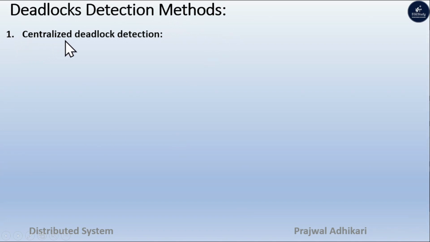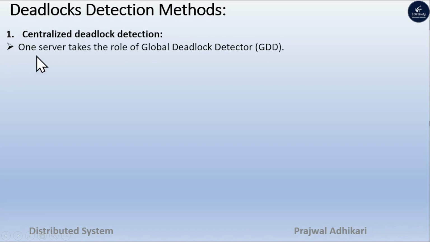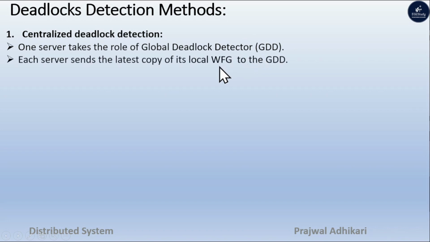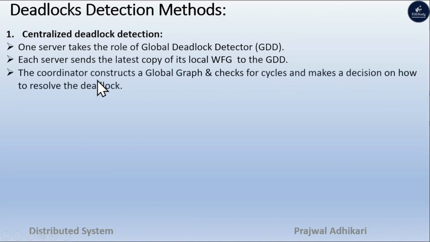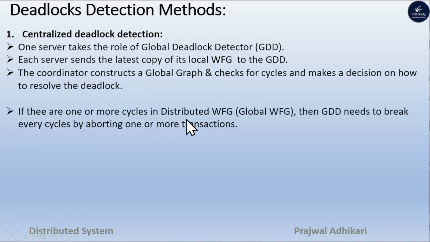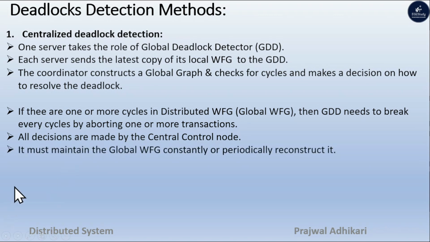First one is centralized deadlock detection. In centralized deadlock detection, one server takes the role of global deadlock detector, GDD. Each server sends the latest copy of its local WFG to the GDD. The coordinator constructs a global graph, checks for cycles and makes a decision on how to resolve the deadlock. If there are one or more cycles in the distributed WFG, or global WFG, then the GDD needs to break every cycle by aborting one or more transactions. All decisions are made by the central control node. It must maintain the global WFG constantly or periodically reconstruct it.